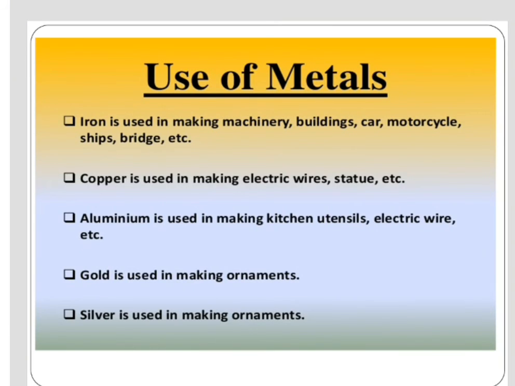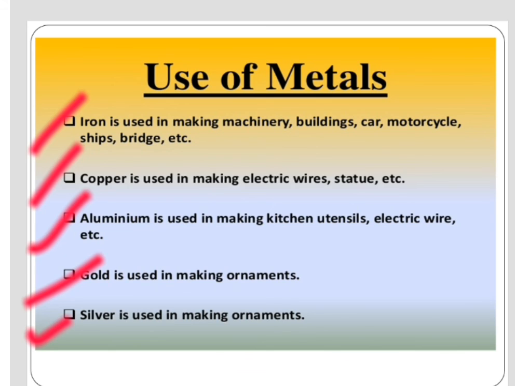Next point is uses of metals. First, iron is used in making machinery, buildings, cars, motorcycles, ships, bridges, etc. Second is copper. Copper is used in making electric wires, statues, etc. Aluminium is used in making kitchen utensils, electric wires, etc. Gold is used in making ornaments. Silver is used in making ornaments. Okay.